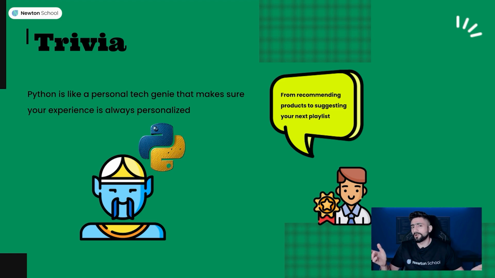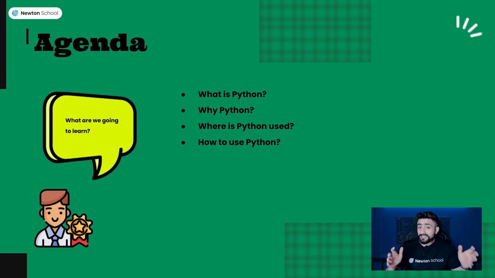Here is another example. Once you open Amazon, it starts recommending you products which you might already be thinking of buying. And once you open, let's say, YouTube, it will recommend songs which you actually like. For example, you like Punjabi songs or English songs, and it will start recommending that genre which you listen to the most. So the agenda for today's lecture is: what is Python, why Python, where is Python used, and how to use Python. So let's start.